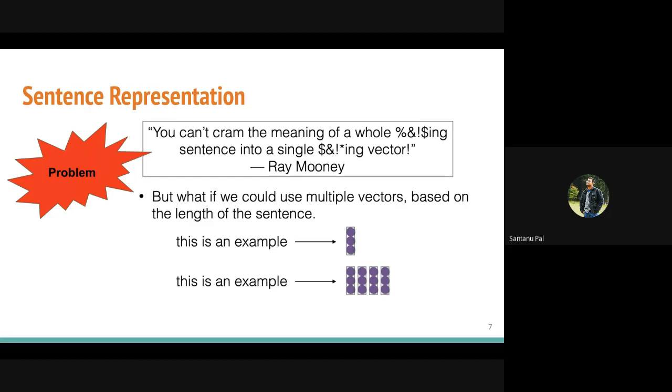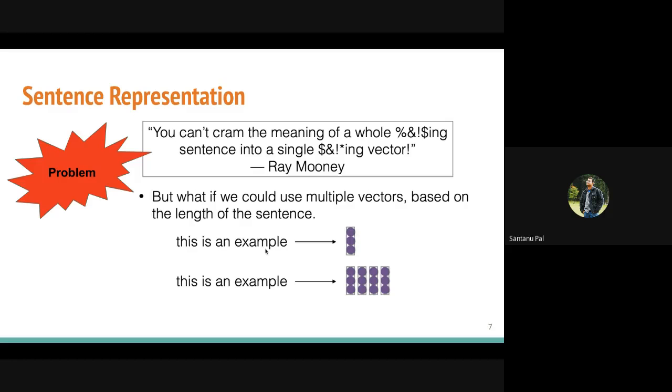So this kind of representation, Ray Mooney said that you can't cram the meaning of a whole sentence into a single vector. But what if we represent the sentence not as a single vector, but as a concatenation of all the words contained in the sentence? For example, in this case, this is an example.